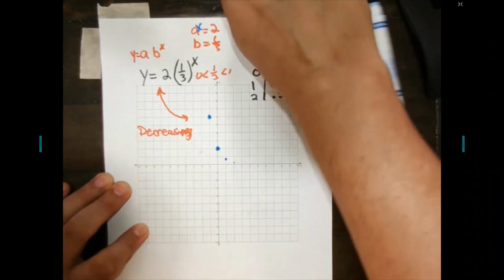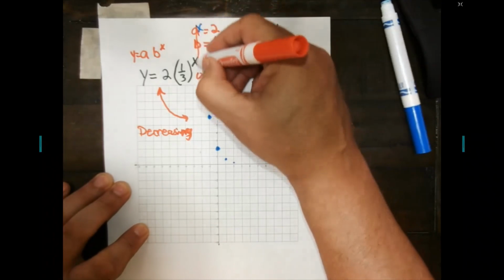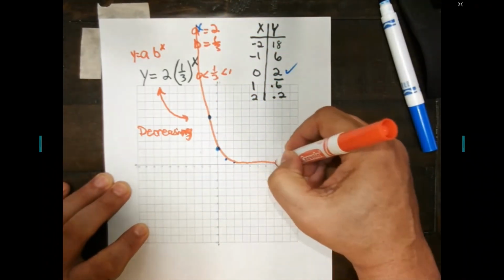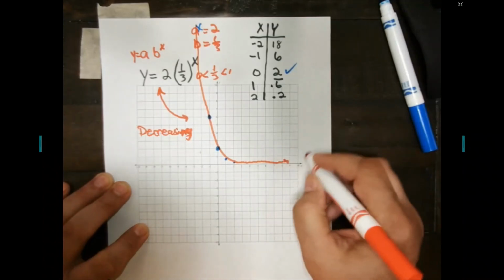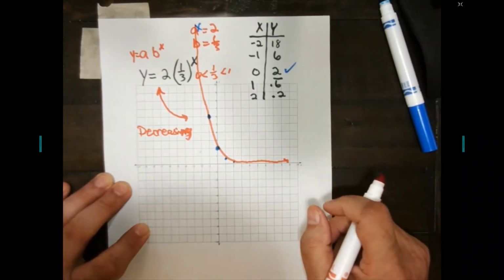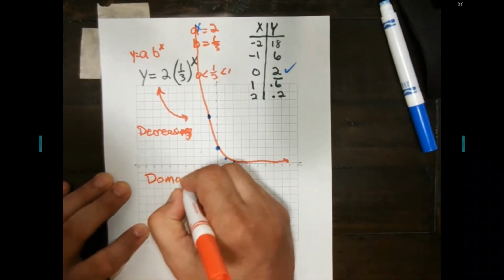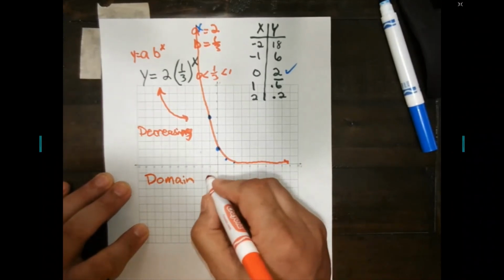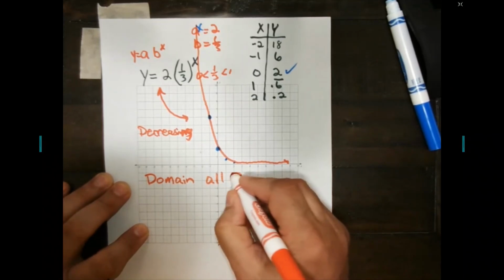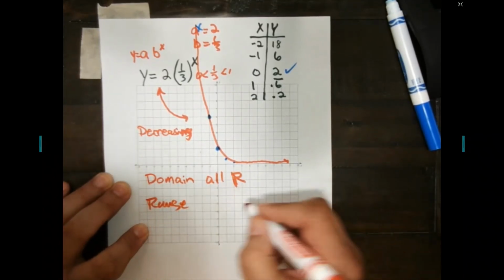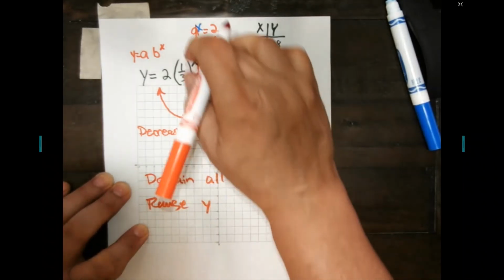And you can see I'm coming from way up here. It's decreasing, and my asymptote is the x-axis. My domain is all real numbers, and my range is y, again, greater than 0.